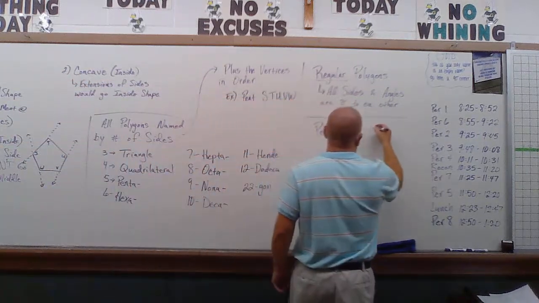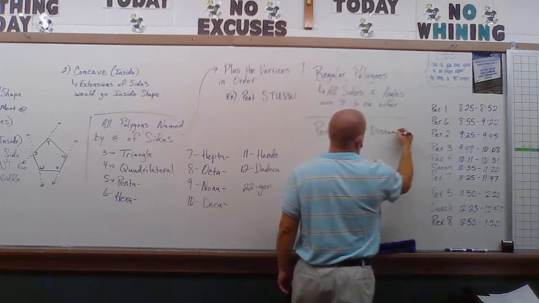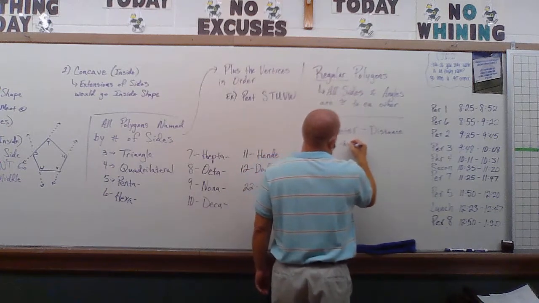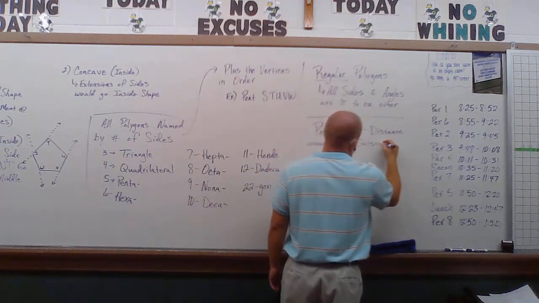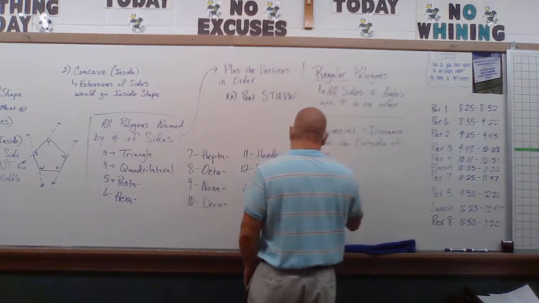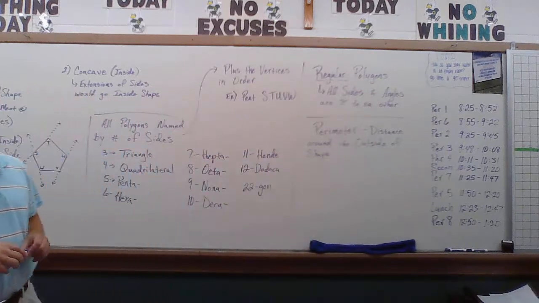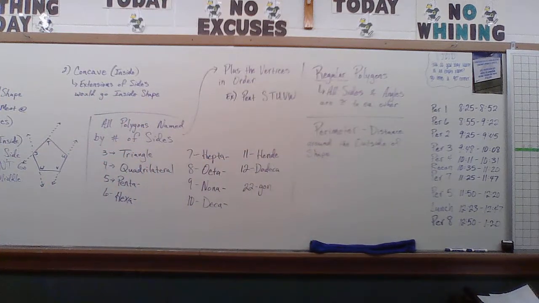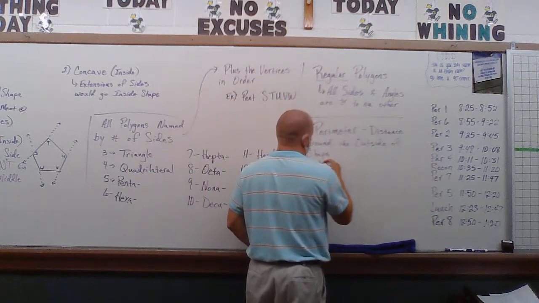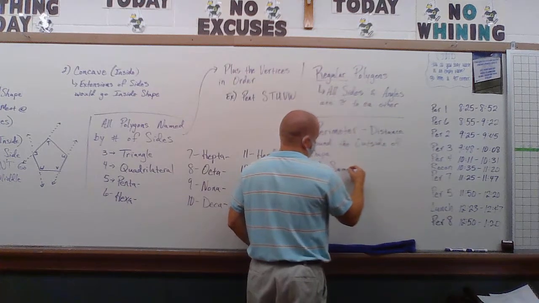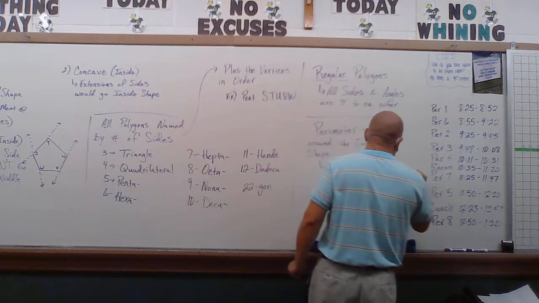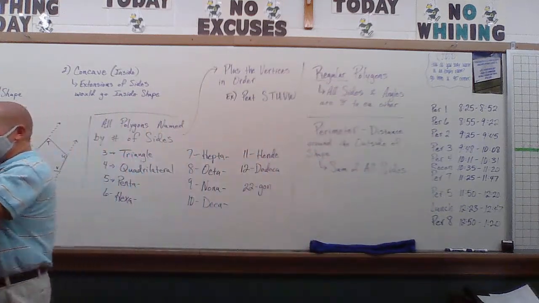Yeah, the distance around the outside of the shape or figure that we're talking about. So if I'm asked to find the perimeter, I'm just going to have the sum of all the sides. So again, if it's a regular polygon, then all my sides would be the same.